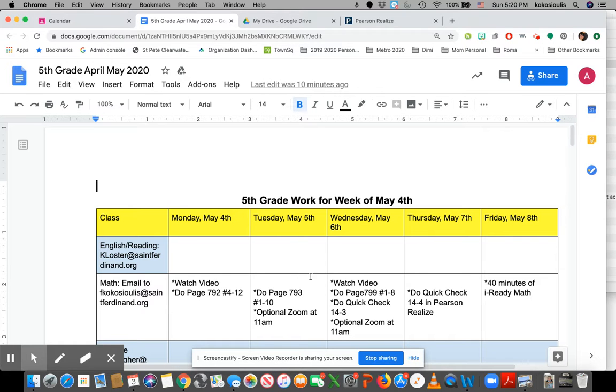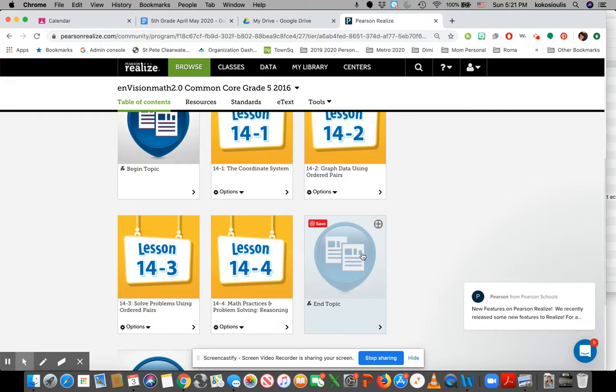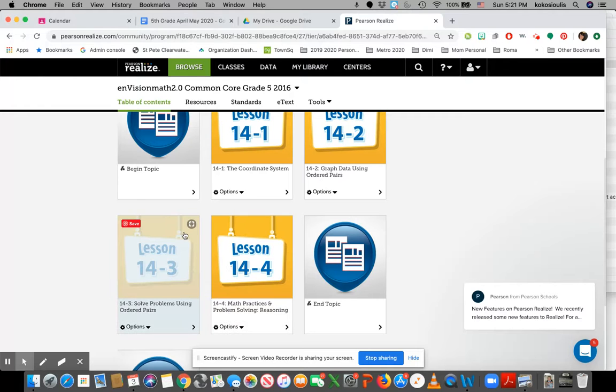So if you want to work ahead, please use this calendar. All we're going to do really this week is lesson 14.3 and 14.4, and then the unit is over. So that's great news. I'm counting the quick checks as our little quizzes, so we won't have a test at the end of this unit. We'll just have little quizzes that are counted.